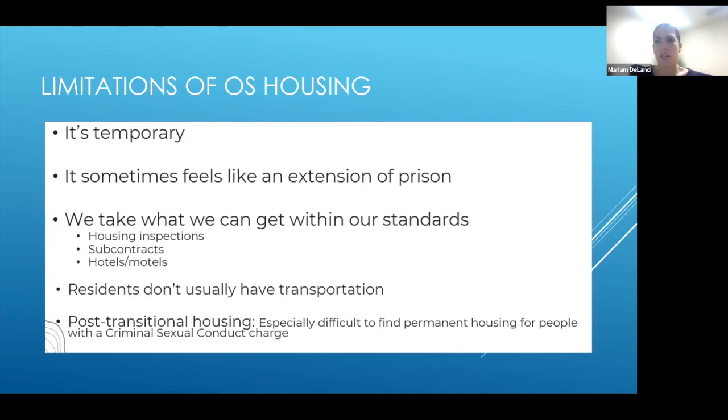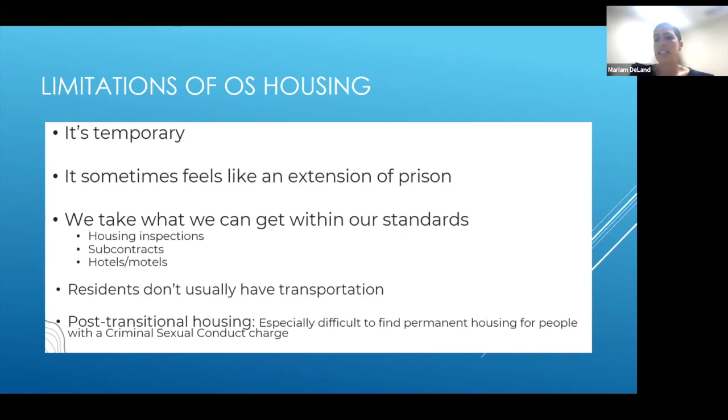So we still are looking for a solution for people to have permanent housing. Another limitation is that it sometimes feels like an extension of prison. People have to abide by the housing rules, whereas if somebody paroles with family or if they're able to get their own apartment or their own house, they only have to follow their regular parole rules. But if they're in an OS funded house, they have extra restrictions.